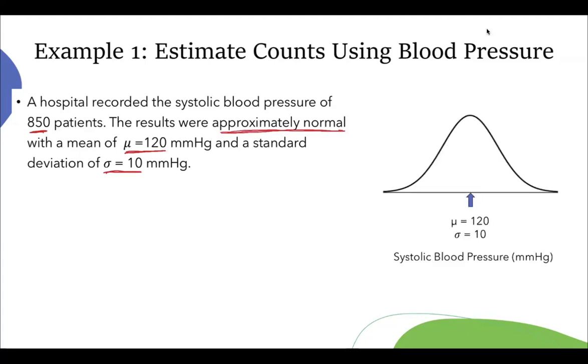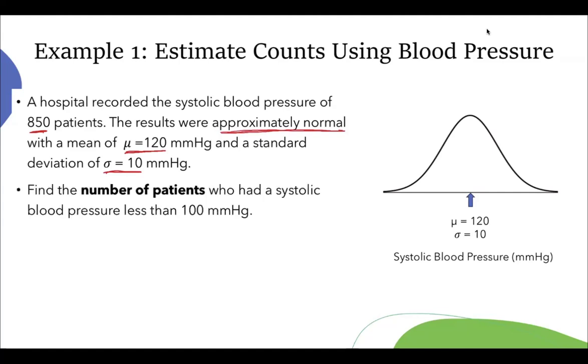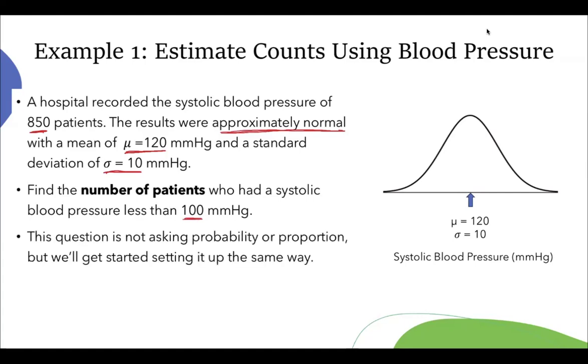Okay, so in the center of our bell curve, we have the mean and the standard deviation. And the question is going to be, find the number of patients who had systolic blood pressure less than 100. So let's take a look at what that visually looks like on the bell curve. So the problem is not asking us for probability. It's not asking us for proportion, but we are going to get started solving this problem by setting it up in the same way as if it were asking us for probability or proportion.